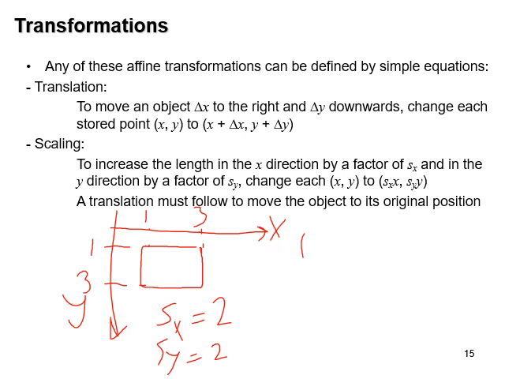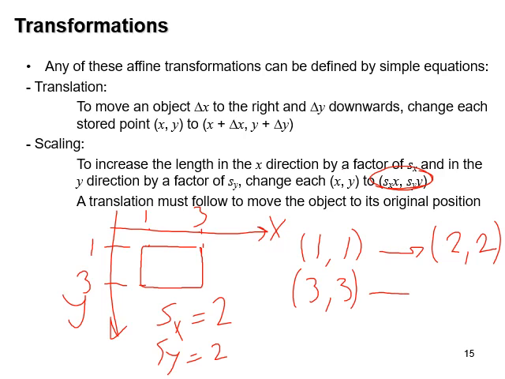So the point at 1 and 1, if you apply this equation, which says you multiply x by sx and y by sy, with sx and sy both 2, you get 2 and 2. How about the point at 3 and 3? If you multiply both by 2, you get 6 and 6. So now, if you draw a square that starts at the point 2, 2 and ends at 6, 6, how would that square look?